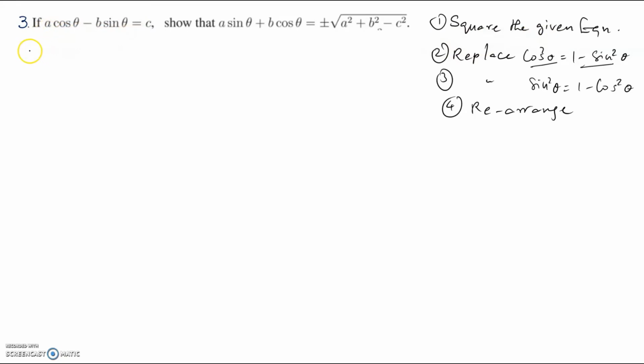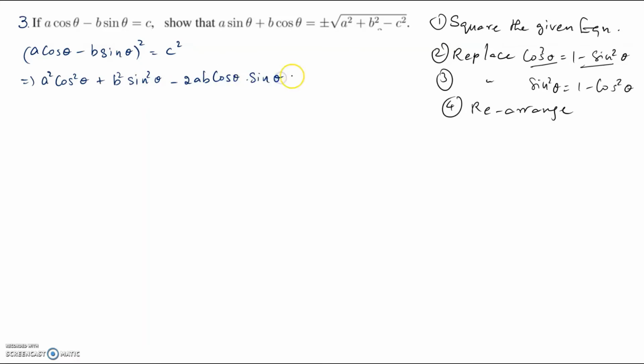You need to square it. So when you square it, A cos theta minus B sin theta, squared, will be equal to C squared. So further expanding this will be A squared cos squared theta plus B squared sin squared theta minus 2AB cos theta sin theta is equal to C squared.